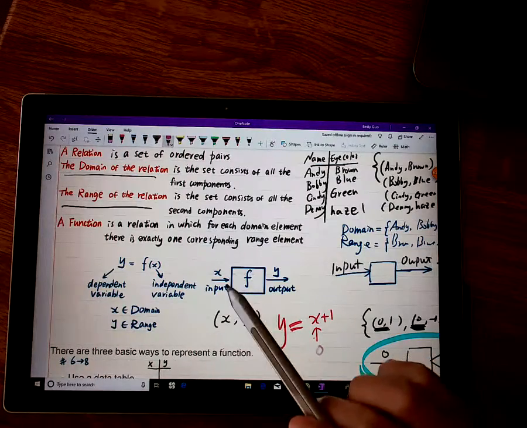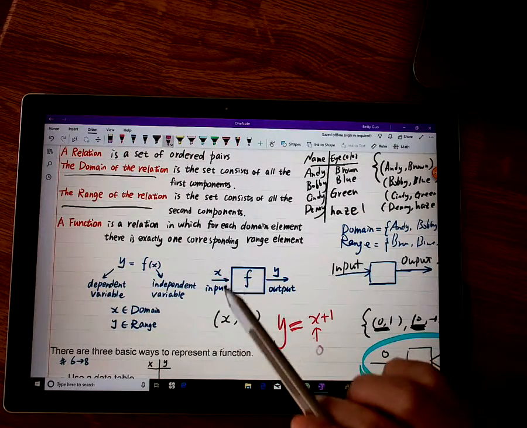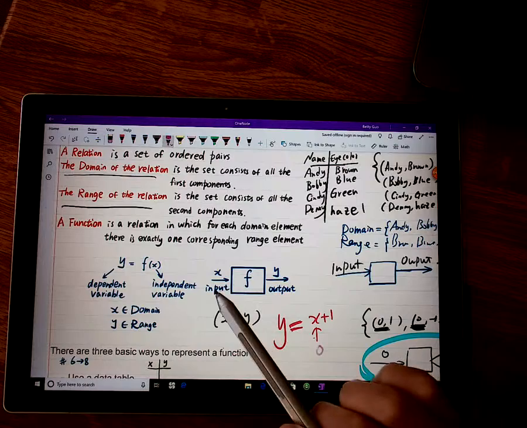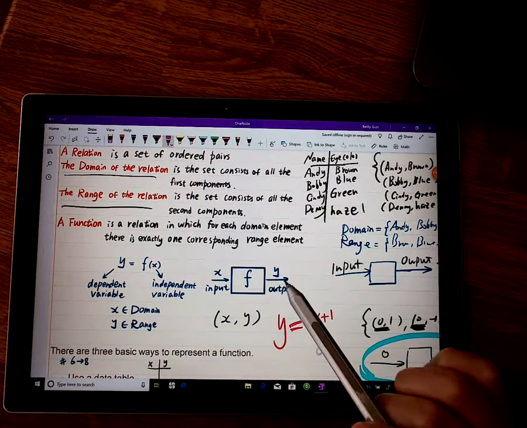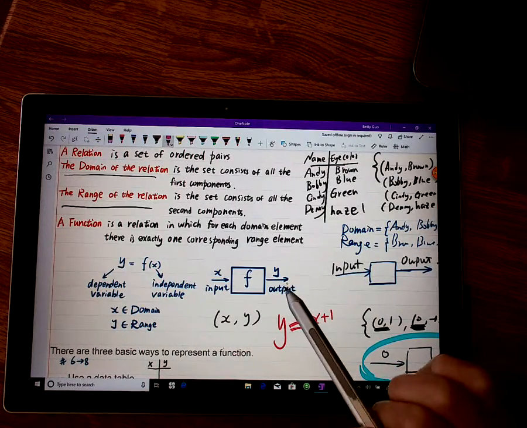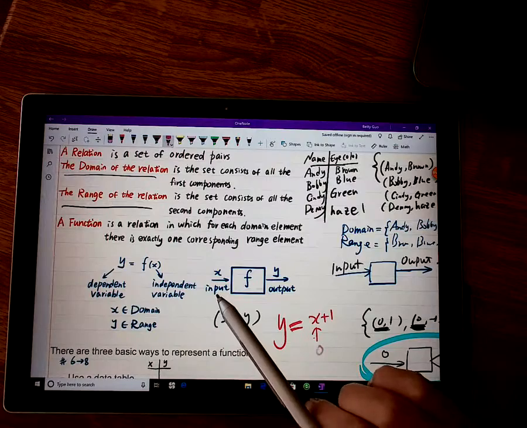A function can also be described as a machine. Whenever you give the machine an input, the machine would produce a unique output for the input.